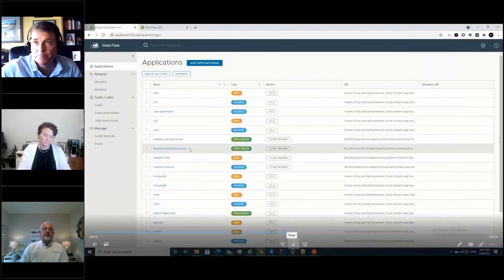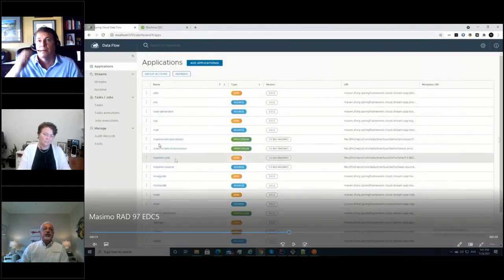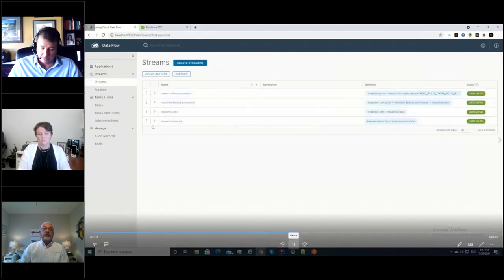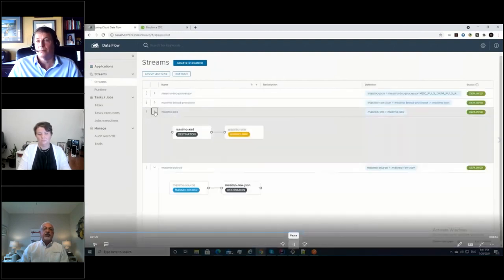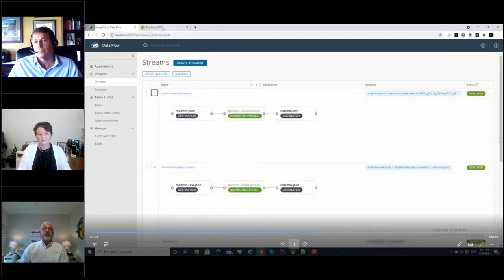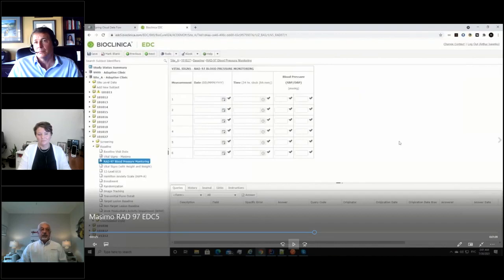So here we have data streams that take data from Masimo and push it over to Bioclinica. And we have those connectors, by the way, are bidirectional. So here are the different data streams that we designed using the designer tool. And here is the end result.